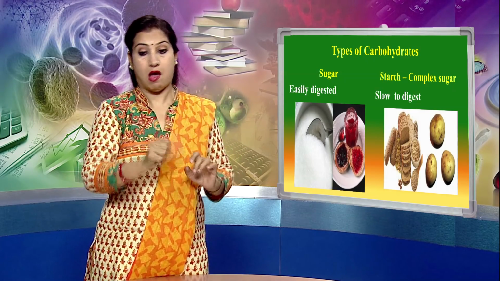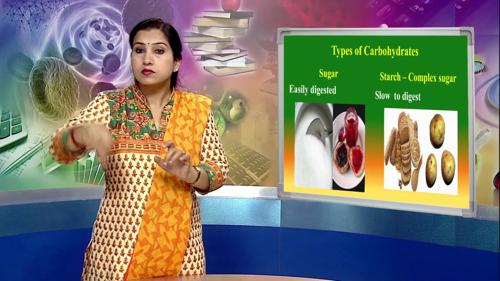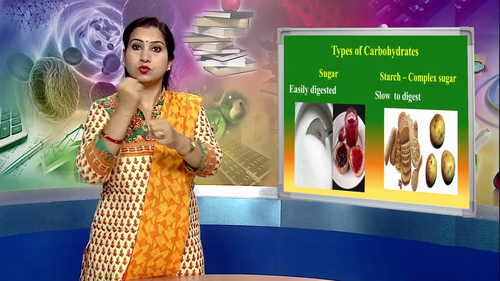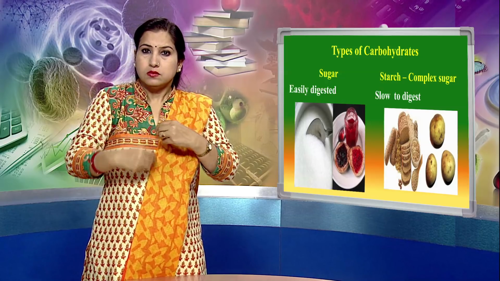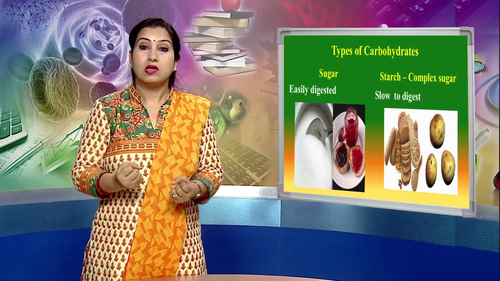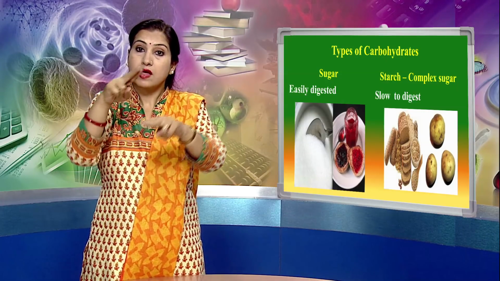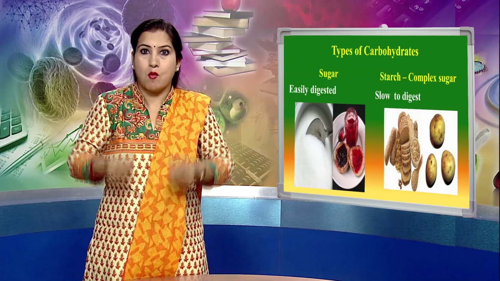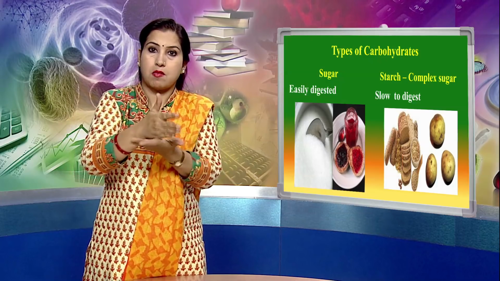The other type is starch. It is also known as complex sugar. It is slow to digest, so it releases energy steadily. It contains fiber, so it is good for health. And the sources are rice, potato, bread, dal.